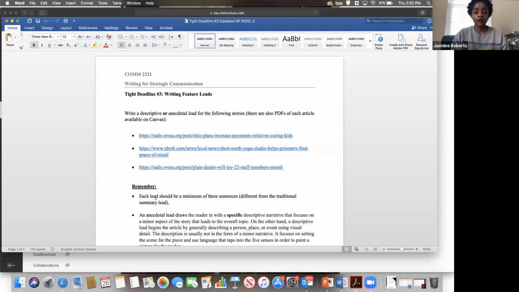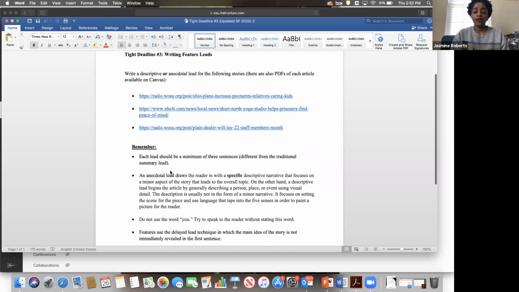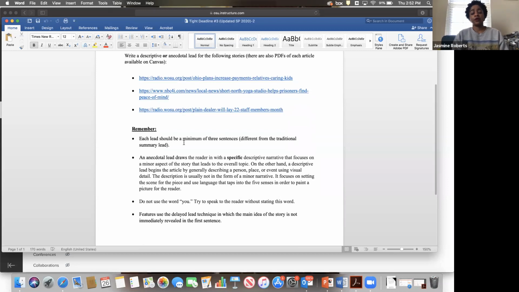And here I'm just giving you guys some tips. Make sure your feature lead is actually a minimum of 3 sentences. I know I said 4 to 6, but if you're really struggling, I'll accept a minimum of 3 sentences.